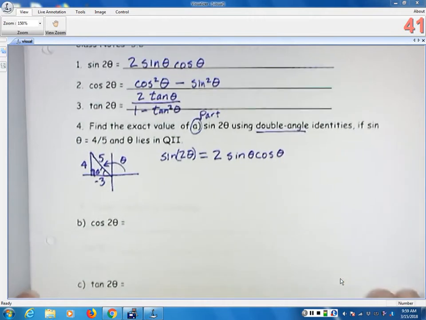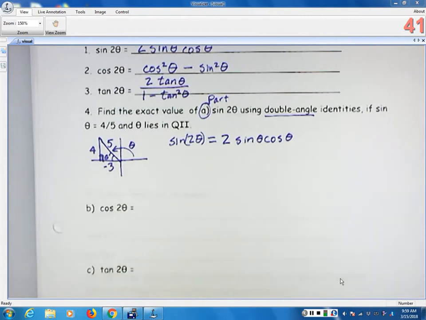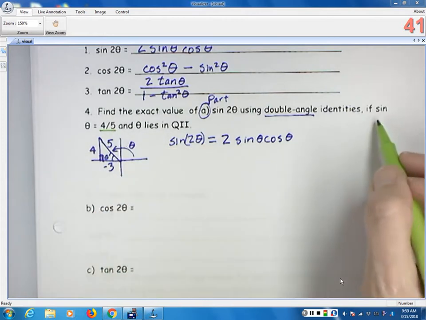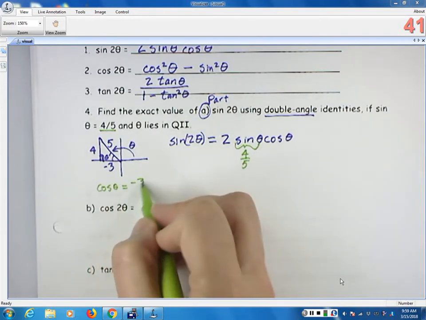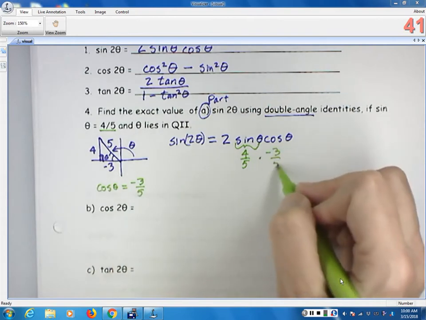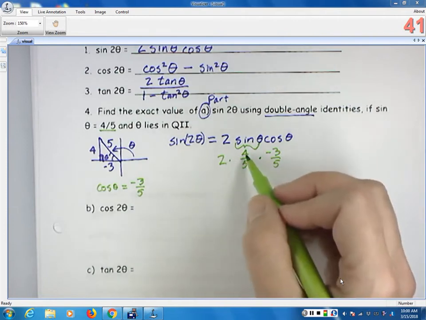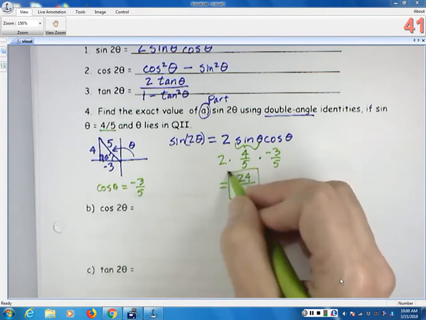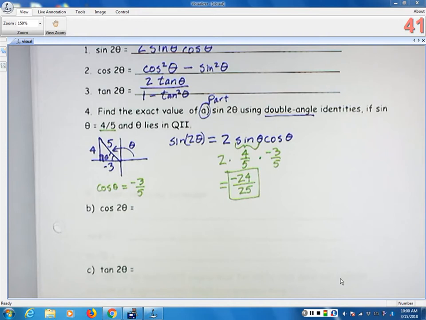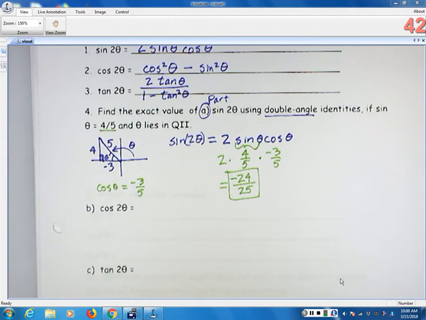So let's write down what sine theta and cosine are. Well, we already know sine theta is 4/5, and cosine theta was minus 3/5. And that gives you 2 times 4 is 8, times minus 3 is minus 24. 5 times 5 is 25. And I do want you to leave that as a fraction, not as a decimal, and show your work. On the filled-in notes, I showed my work for finding this -3, but we did it on the previous page.